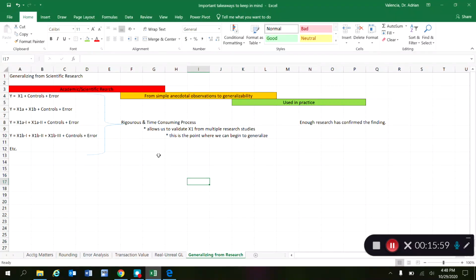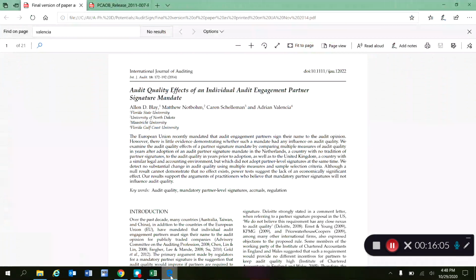Let me give you an example of something in practice that you might be able to relate to. Okay, so here's a study that I did with some authors from a couple other universities. And here's, speaking of audit quality, and I chose that on purpose just so we can kind of tie into this study here. This is a study that looked at what audit quality effects an individual audit engagement partner signature has. In other words, if you perform an audit and we require the partner in charge to actually sign their own name, does that affect audit quality?